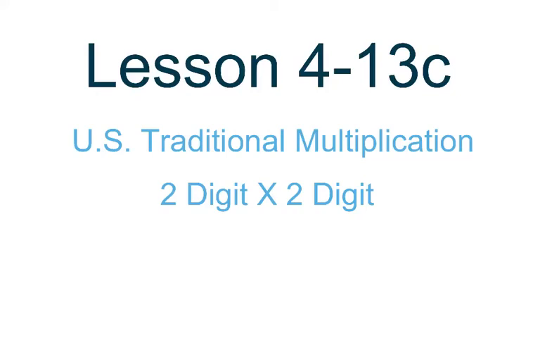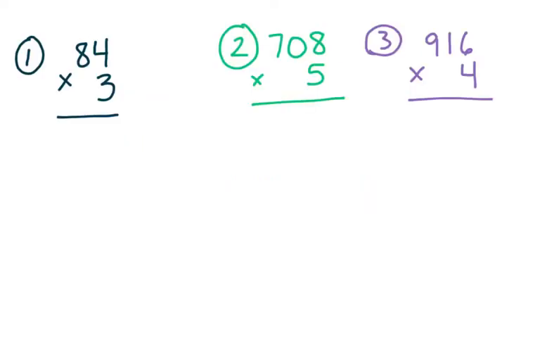In lesson 413C, which you will find in your Unit 5 packet, we're going to work on U.S. traditional multiplication, 2-digit times 2-digit. If you don't have your Unit 5 packet, you can also write these on your whiteboard or a piece of paper. So let's go ahead and get your whiteboards and warm up with some 2- and 3-digit times a 1-digit. So on your whiteboard, would you please write 84 times 3?